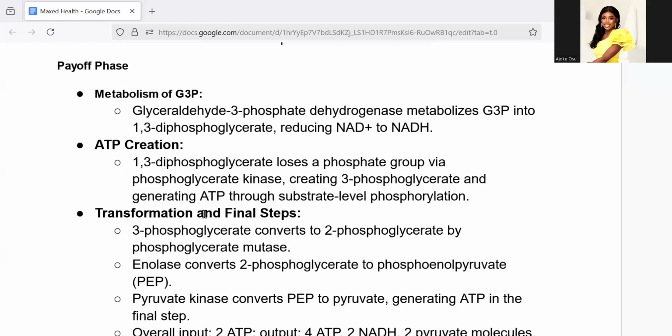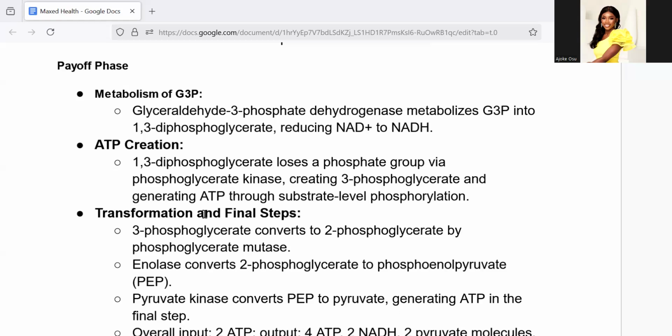So overall, the input of one glucose molecule is 2 ATP, and the output is 4 ATP and 2 NADH, and then 2 pyruvate molecules. So in cells, NADH must recycle back to NAD+, so that it can allow glycolysis to keep running. And if there's an absence of NAD+, the payoff phase will come to a halt, resulting in a backup in glycolysis.